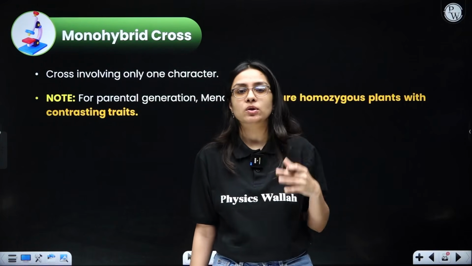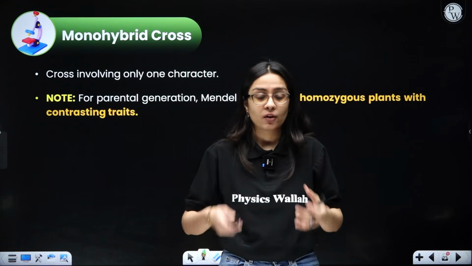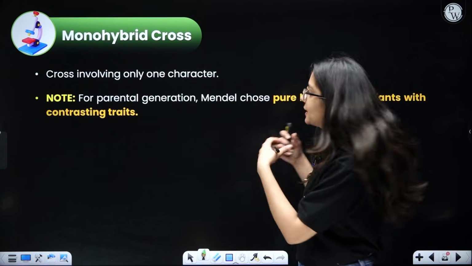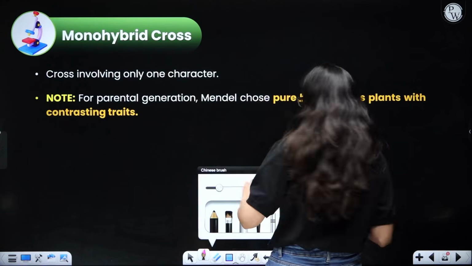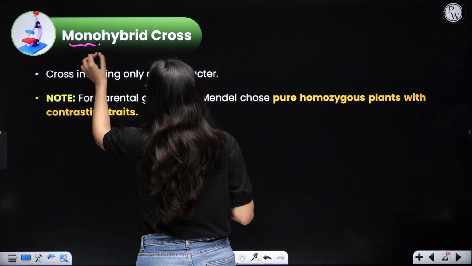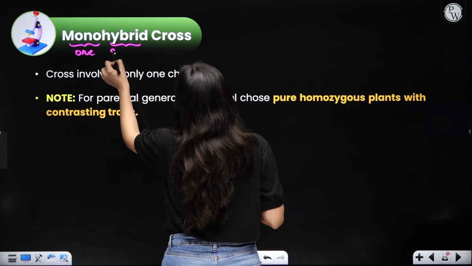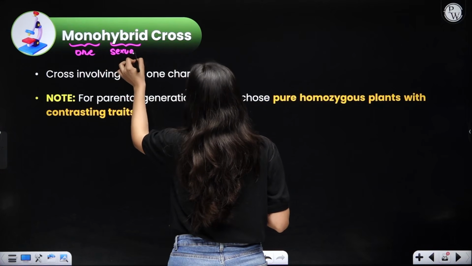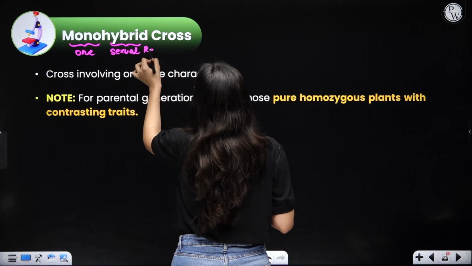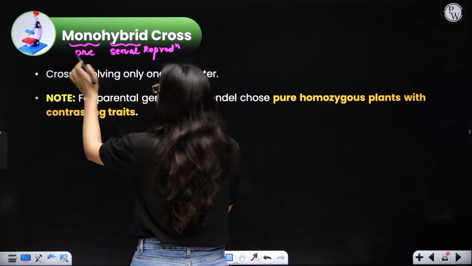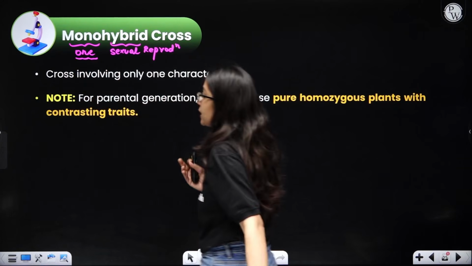Now talking about the crosses that Mendel did. First is the monohybrid cross. What does monohybrid mean? Let us break down the term itself. Mono means one, and hybrid, as you know, means that sexual reproduction is being done. So here Mendel did the sexual reproduction process involving only one particular character.